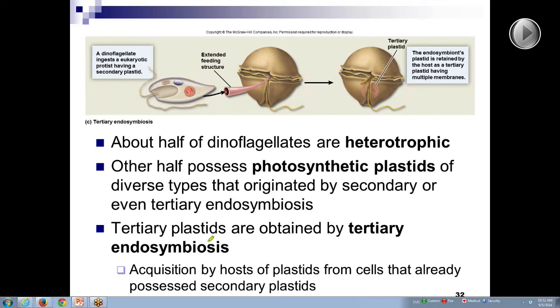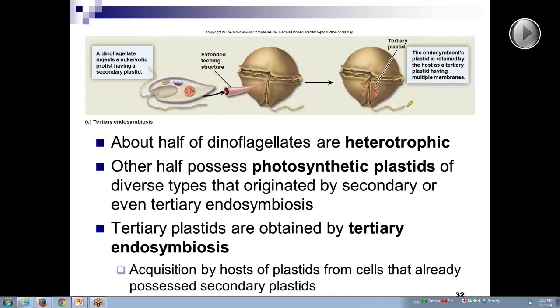Well, tertiary endosymbiosis leads to tertiary plastids, and what happens here is you have a dinoflagellate ingesting a eukaryotic protist already having a secondary plastid. So here's our secondary plastid with how many membranes, guys? Usually 3 or more, but typically 3. And then that organism is engulfed by an even larger organism, like a dinoflagellate. And so you wind up with maybe even 4 membranes or more when you go through tertiary endosymbiosis.